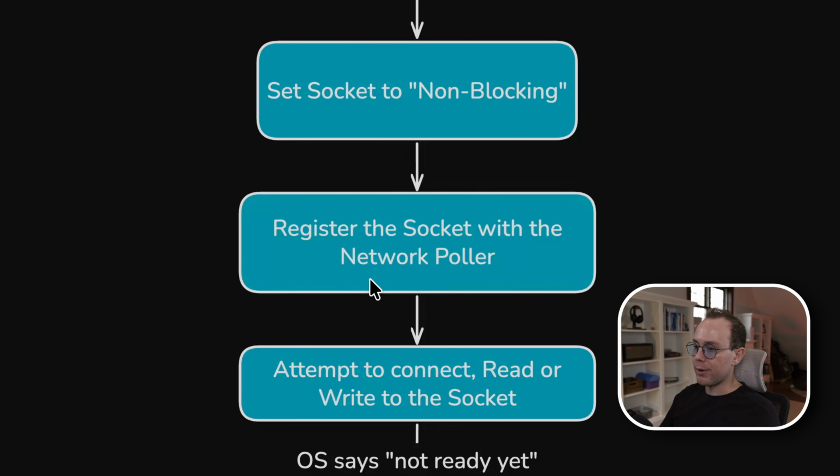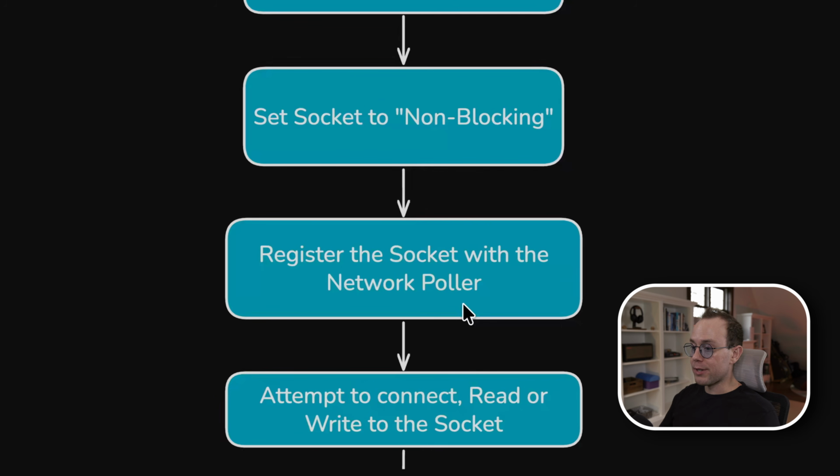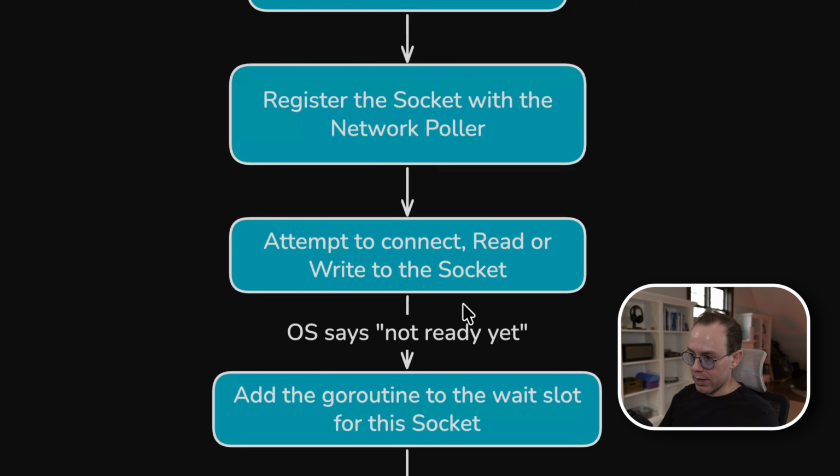But basically what we're doing is registering a callback. So when the OS tells us that whatever call we made to the socket is done, we can wake up the Go routine and continue. And now is when the actual network request will happen.